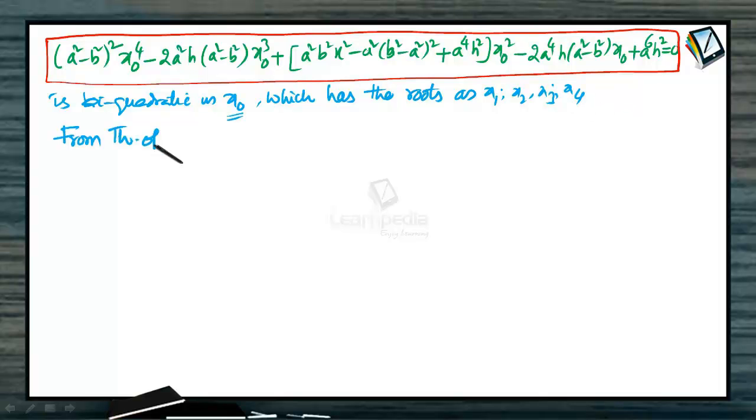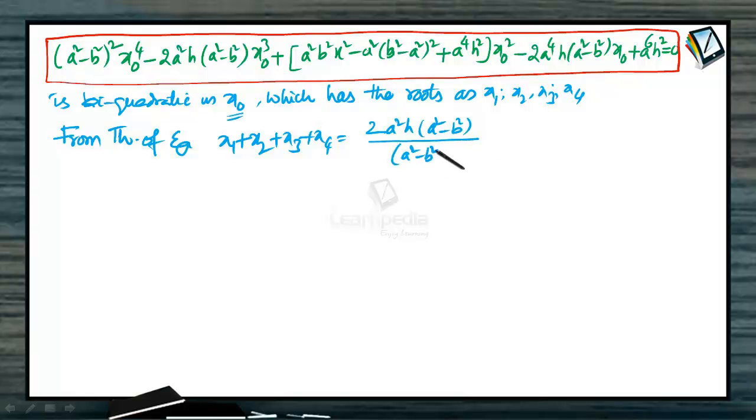So from the theory of equations, x1 plus x2 plus x3 plus x4 is s1, that is minus into minus plus, 2a square h into a square minus b square divided by a square minus b square whole square. Which equals 2 into h into a square by a square minus b square. Let it be number 1. We will take this as number 2, already number 1 is taken.